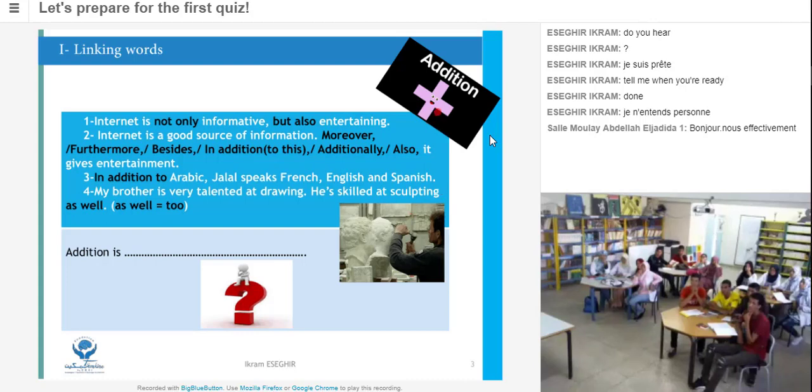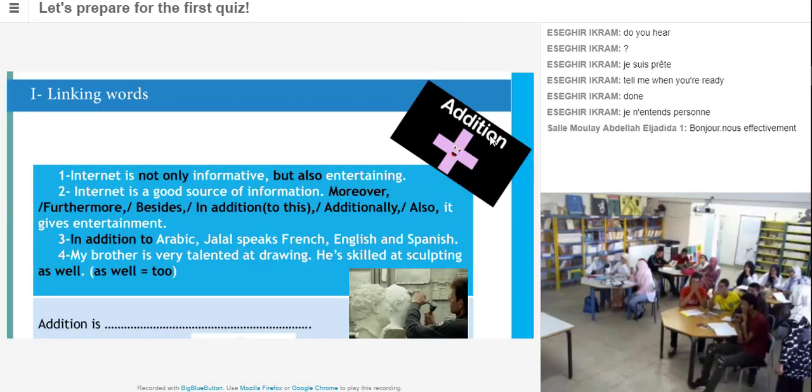And the first linking word is linking word of addition. What do we mean by addition? Can someone give me an idea about what linking words of addition do? You can write in the chat if you like. So addition is, as this icon shows, when you have two different ideas and we want to add one idea to another. Someone was going to speak? Yes?